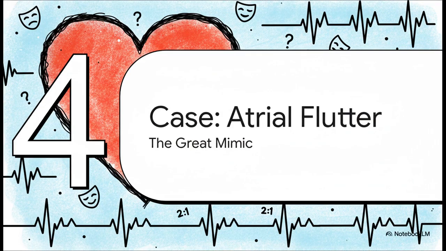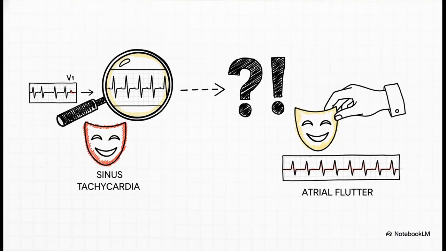All right, now we're going to level up the difficulty a bit and talk about atrial flutter. This rhythm is notorious for masquerading as other tachycardias. It's especially tricky when it conducts 2-to-1 to the ventricles, because that creates a perfectly regular rhythm right around 150 beats per minute. And this is where a lot of people get tripped up. It's a common and critical diagnostic mistake.